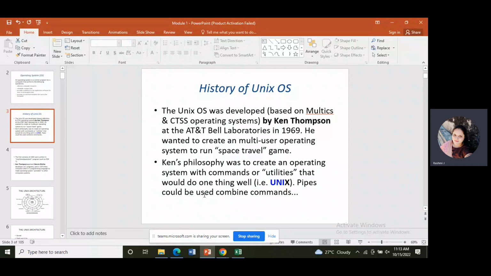The Unix operating system was developed by Ken Thompson at AT&T Bell Laboratories in 1969. At first, it was written in a low level language. What is meant by low level language?